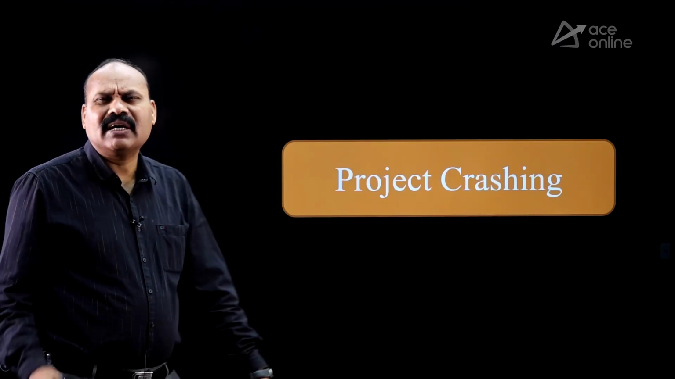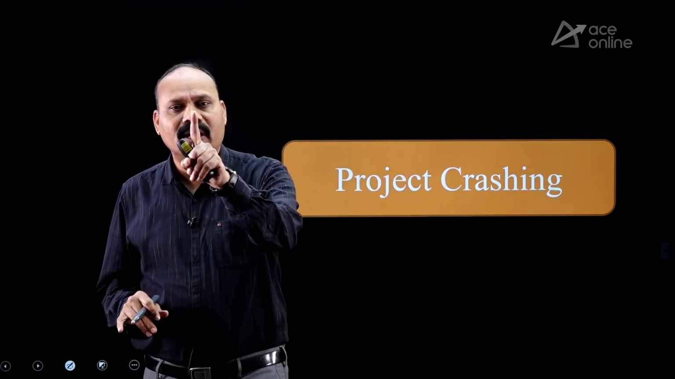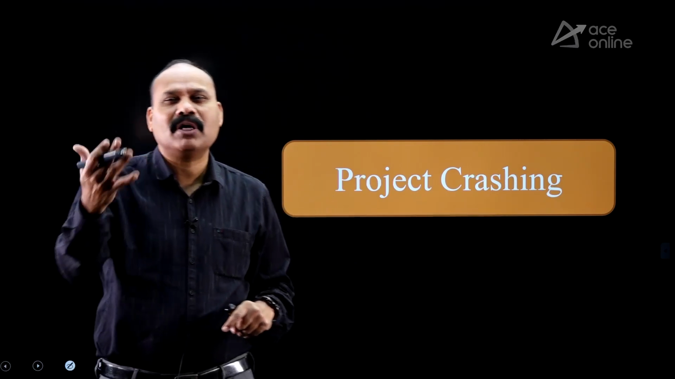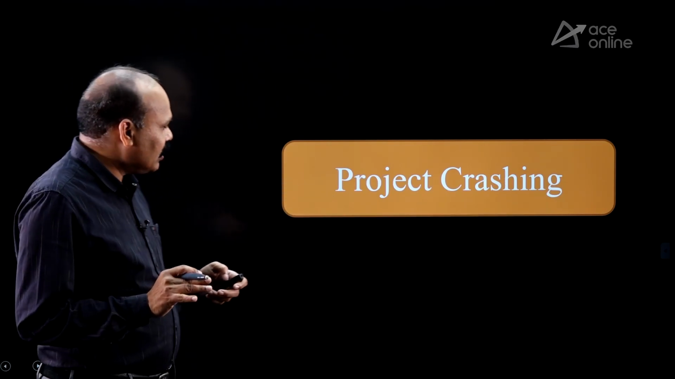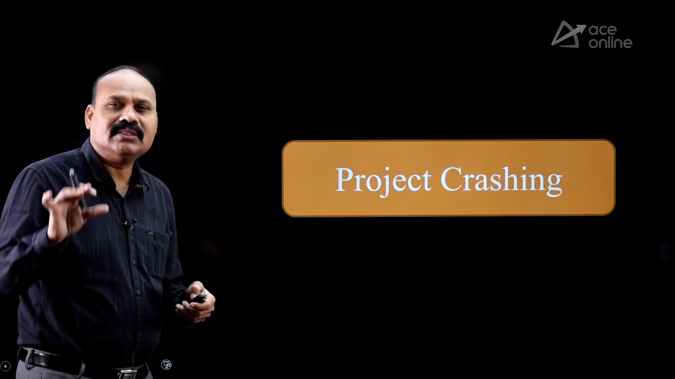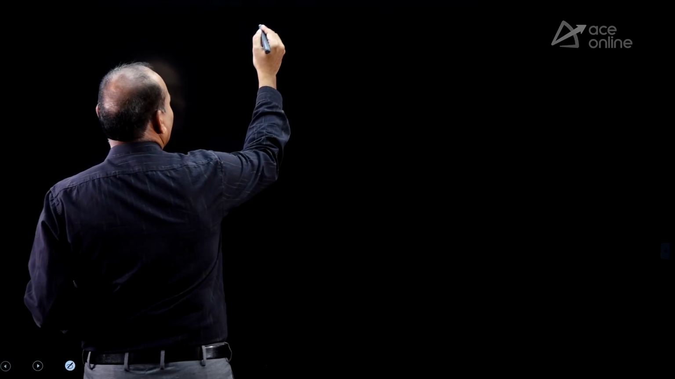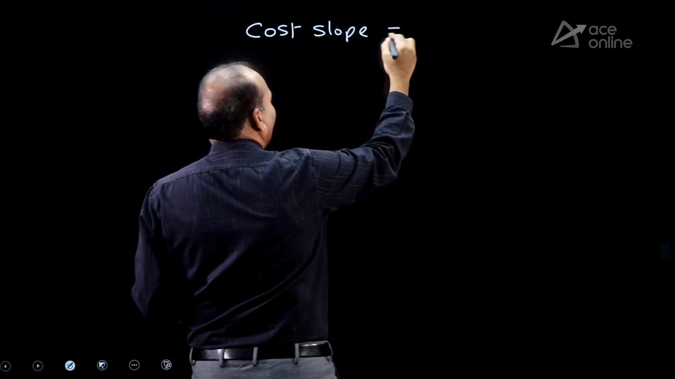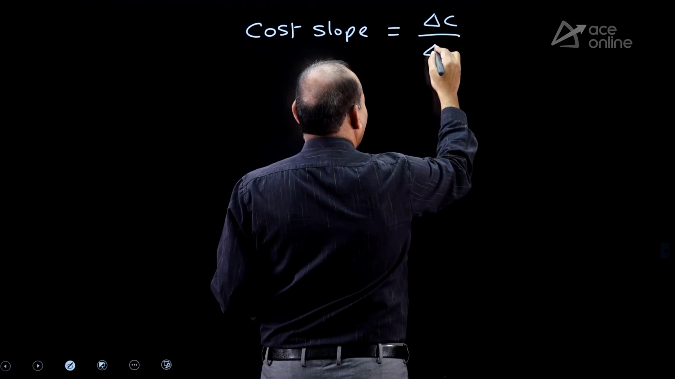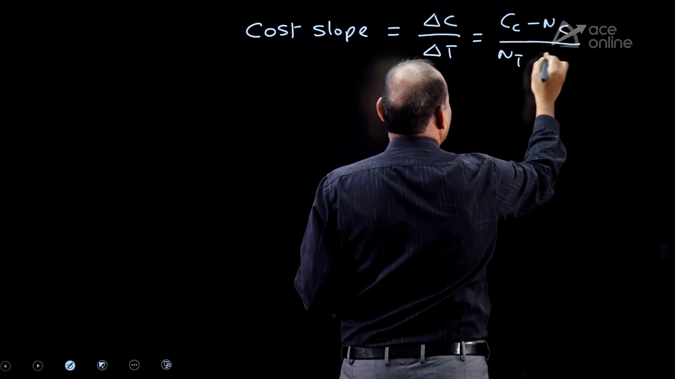Next topic could be crashing. In CPM and PERT, crashing questions you will rarely get. In GATE 2014 we had one question. One more question you may get on crash cost, cost slope and all these things. What are the basic concepts in crashing? My suggestion is to focus only on the theory side. In crashing, cost slope calculation is there. Cost slope is equal to delta C divided by delta T, formula: Cc minus Nc divided by Nt minus Ct.